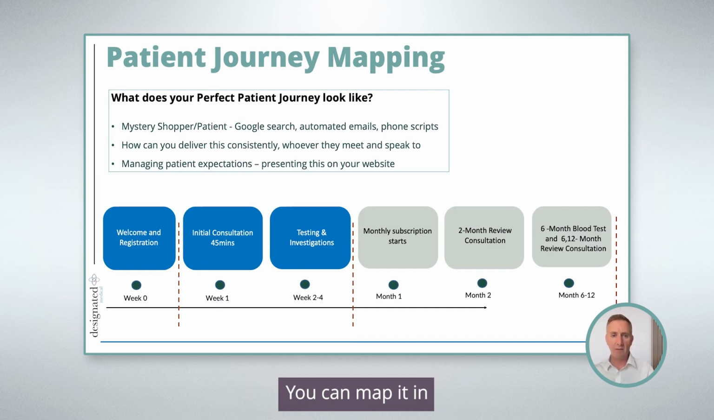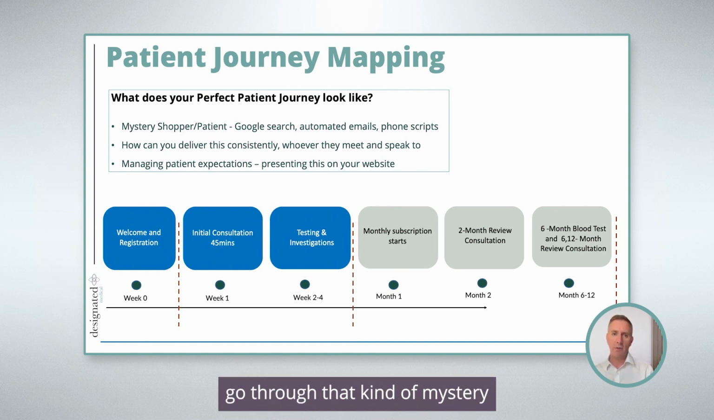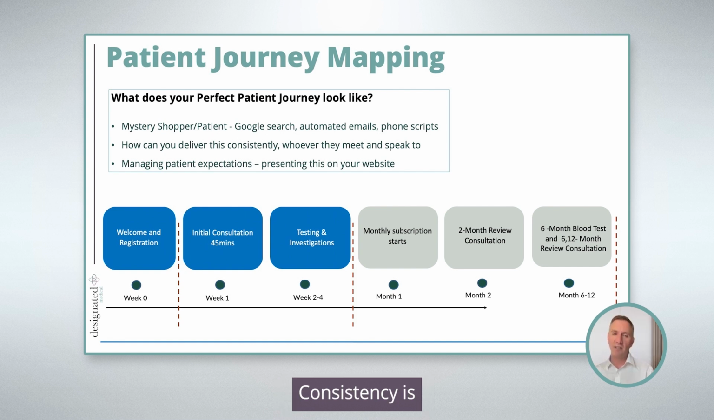You can then map it in using this type of model. There are many models out there that you can use, but think about what your perfect patient journey then looks like. Go through that mystery shopper exercise that we've spoken about, things like automated emails, phone scripts. Are your patient care team all working off the same script? It's important that they're saying the same thing, or you might find that they're all saying something different about your clinic. Consistency is really important.